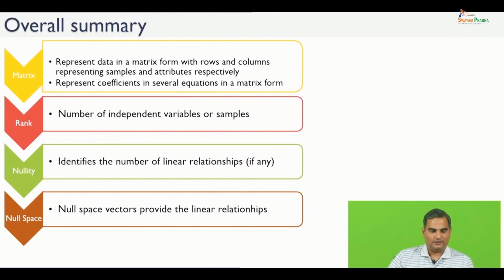So, to summarize this lecture, as we saw, a matrix can be used to represent data in rows and columns, representing samples and variables respectively. Matrices can also be used to store coefficients in several equations, and which can be processed later for further use. The notion of rank gives you the notion of number of independent variables or samples. The notion of nullity identifies the number of linear relationships, if any, between these variables, and the null space vectors actually give us the linear relationships between these variables.